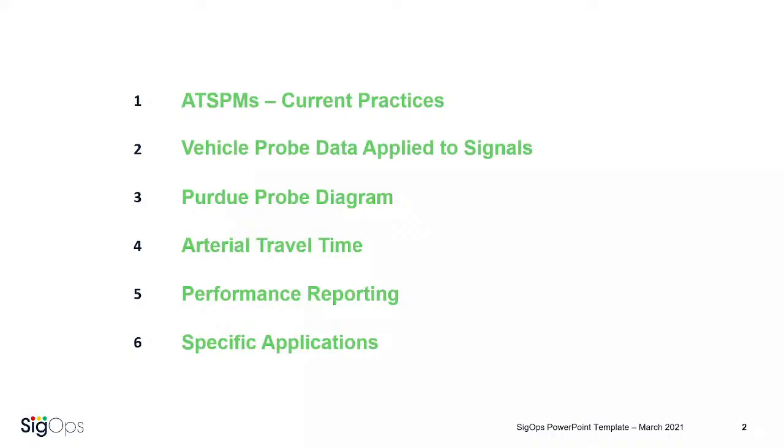Then we'll jump into some specific applications of that, visualizations and performance reporting tools, the Purdue probe diagram, arterial travel time reporting measures, as well as other performance reporting for corridors and networks, and some other specific applications.